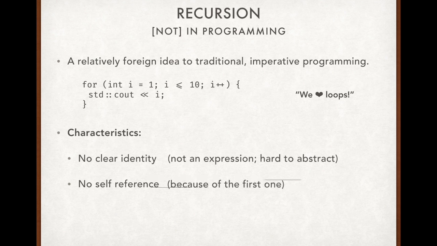That makes it very hard to abstract. Obviously, there's no self-reference, which is partly because it doesn't have a name or an identity, so you can't refer to it. And it involves mutation. You've got i++, which means the i is actually changing in every iteration. And the only thing I have to say about mutation is that.